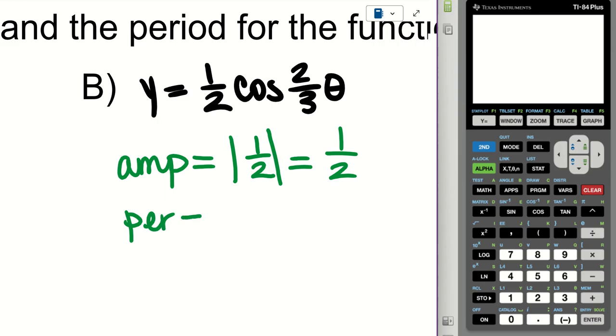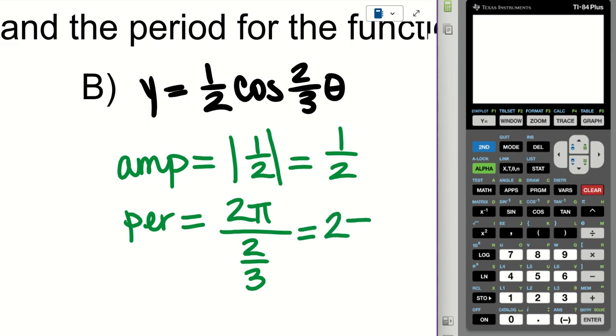Okay, now for our period, we're going to take 2 pi and we're going to divide by the number that's being multiplied by x, or in this case, theta. So 2 pi divided by 2/3. So let's remember our fraction rules. When I'm dividing fractions, we're going to take the second fraction, or the bottom one, and flip it and change to multiplication. So I'm going to do 2 pi times 3/2.